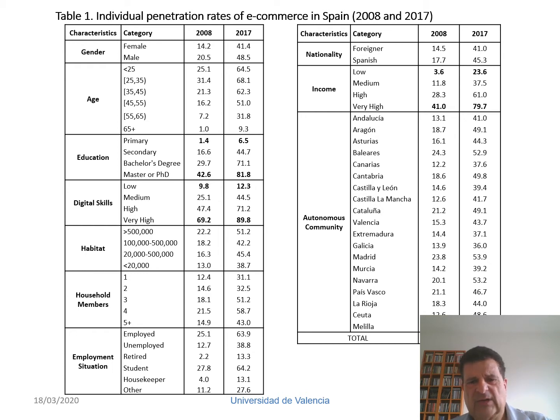Again, if we continue with geographical determinants, you see that there are some communities that tend to make more e-commerce, like Catalonia, Baleares, and then Madrid, and that is typically the case here. Typically, the more rich autonomous communities tend to make more e-commerce, and that is the general shape and the general information contained in this table 1.